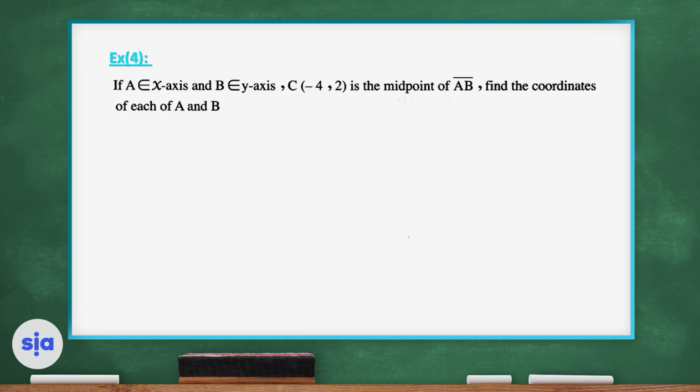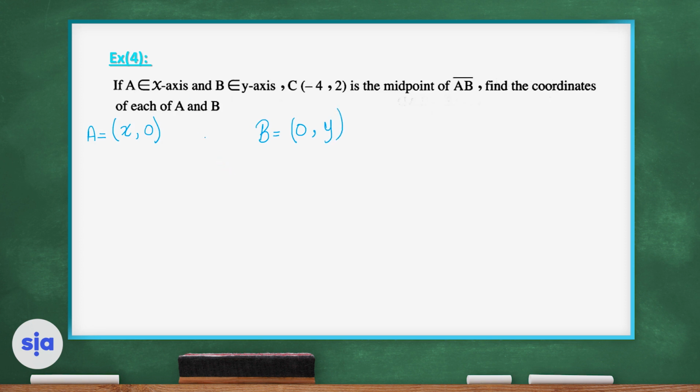Example 4. If A belongs to the x-axis and B belongs to the y-axis, where C is the midpoint of AB, find the coordinates of point A and point B. As long as the question says that A belongs to the x-axis, then A has a coordinate of the unknown x and its y is 0, where B belongs to the y-axis, so B has coordinates 0 and unknown y.